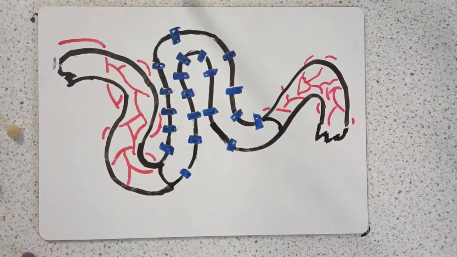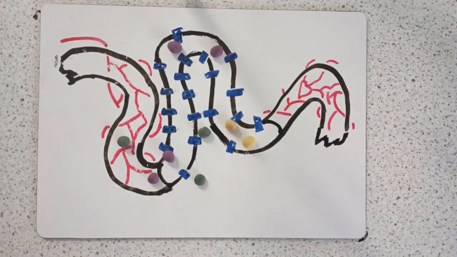The next part of the nephron is the proximal convoluted tubule, or PCT. Here, all glucose is reabsorbed through active transport. And as you can see, those green blobs of glucose are being pulled out of the PCT by those blue protein pumps.